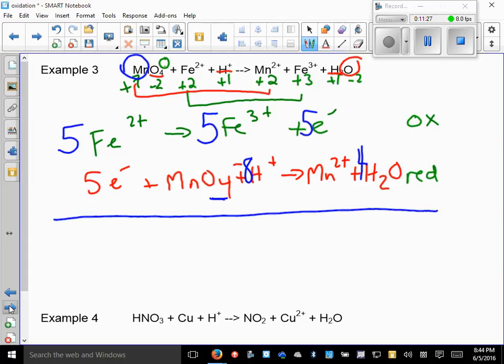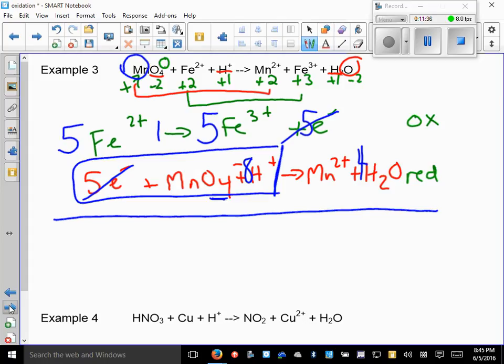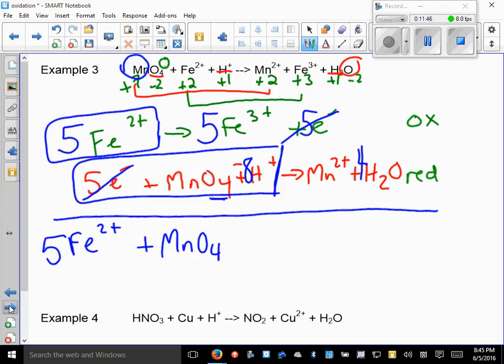Okay, let's add this all up. I have 5 electrons on both sides. Now I'm just looking at everything on the left-hand side of the equations. I'm adding those left-hand sides up. I have 5 Fe2+, MnO4- plus 8H+.